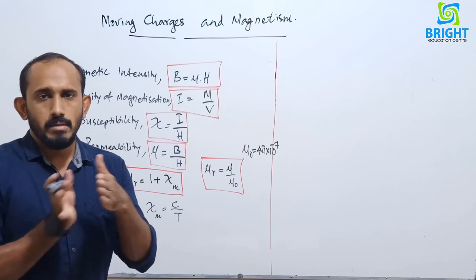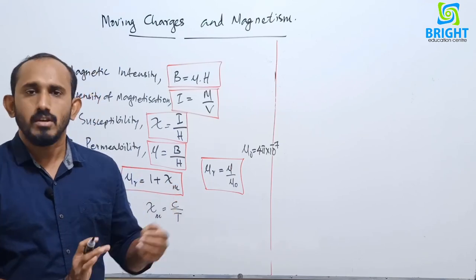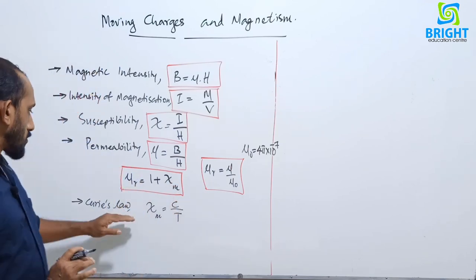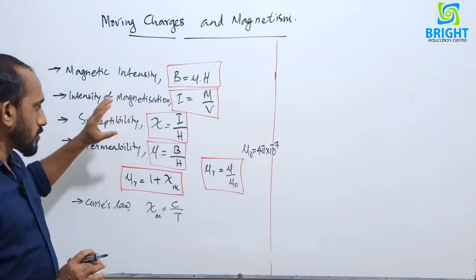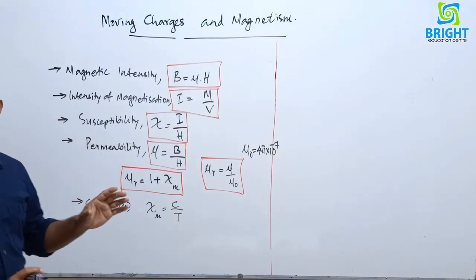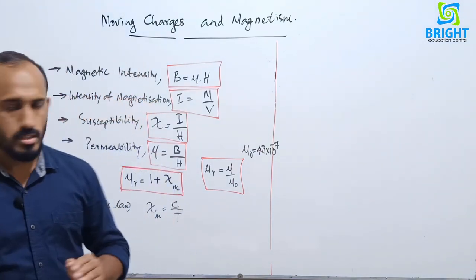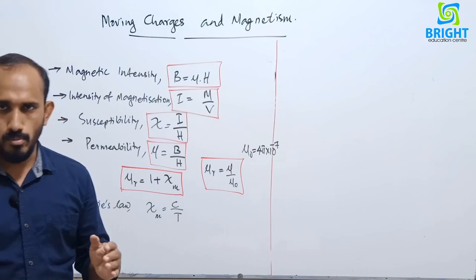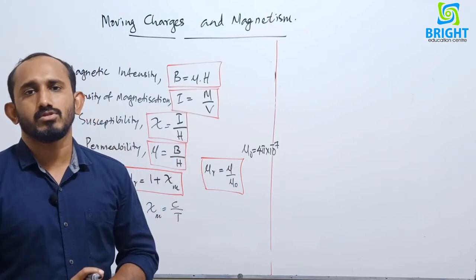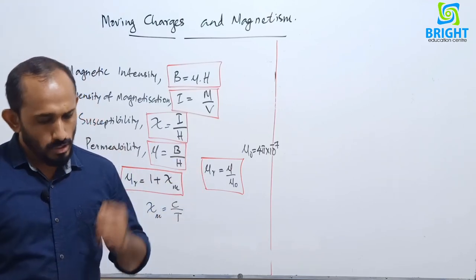So for diamagnetism, paramagnetism and ferromagnetism, we have to get the concept, based on Curie's law. Now the materials have susceptibility which is positive, larger positive. Based on that, we can distinguish them. Permeability, smaller value, bigger value. Based on that also, we can distinguish them.